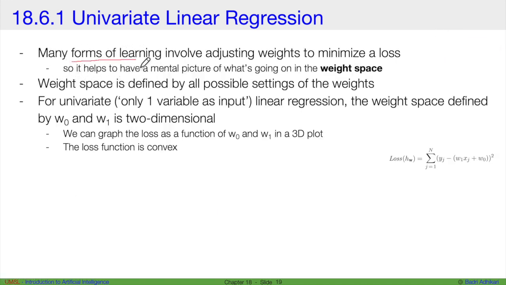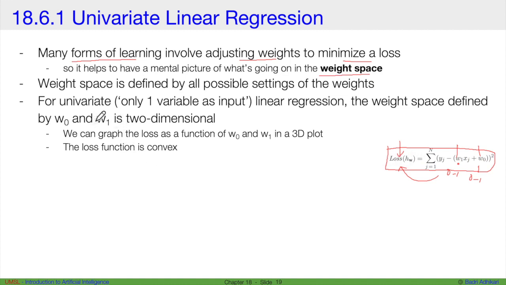So many forms of learning involve adjusting weights to minimize a loss. As we saw in the case of univariate linear regression, we have an equation like this where we want to adjust the weights to minimize our loss function. So it helps to have a mental picture of what's going on in weight space. So what is this weight space? Weight space is defined by all possible settings of the weights. So you have your weights, maybe one ranges from 0 to 1, and this one also ranges from 0 to 1. How do these weights affect the overall loss value? That's what we mean by visualizing the weight space.